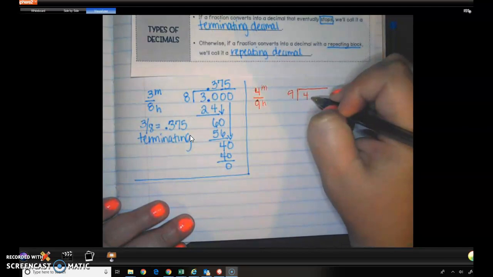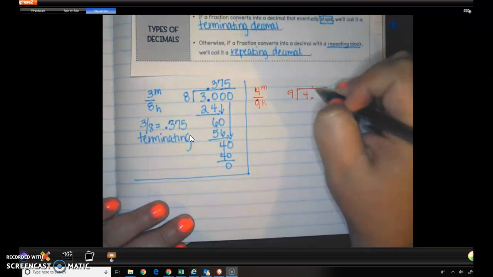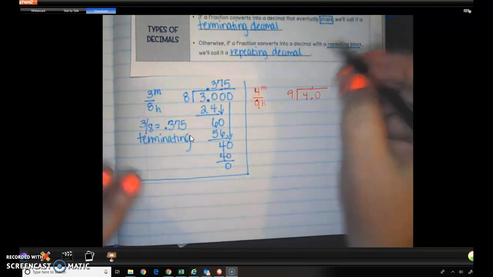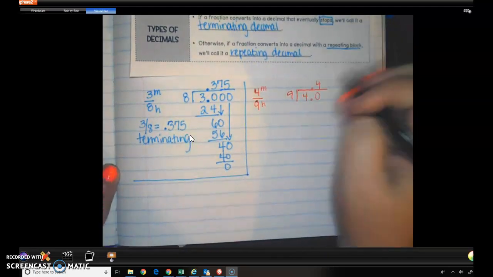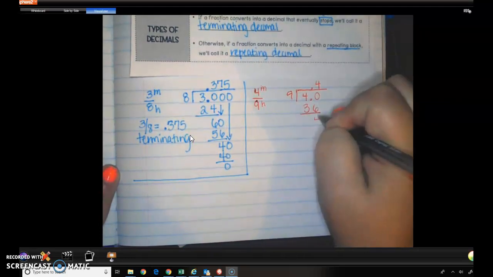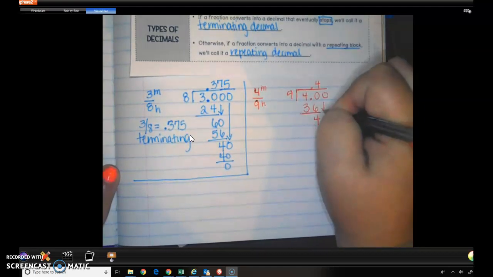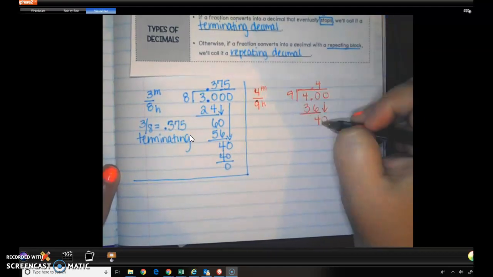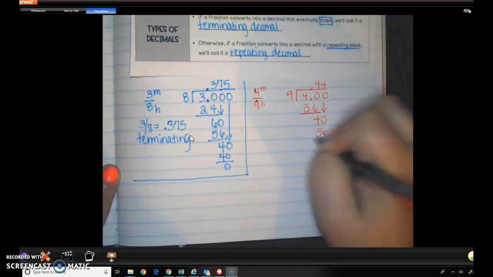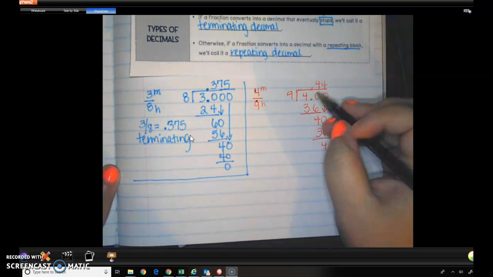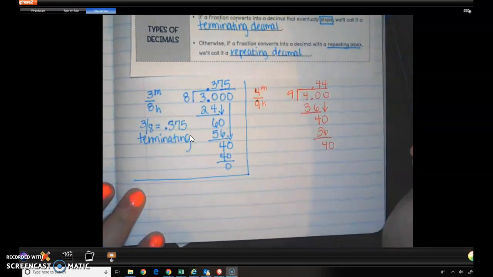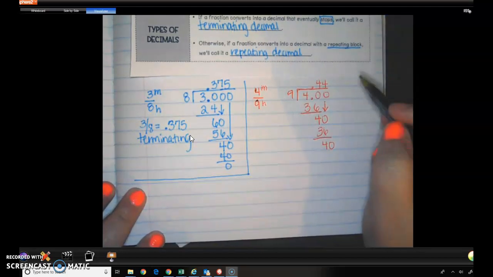9 goes into 4? Can't do it, so I'm adding a decimal and a 0. 9 goes into 40 4 times. 4 times 9 is 36. Subtract. 9 goes into 40 4 times, 36. If I see that I'm going to keep getting this 40 and 36, 40 and 36, 40 and 36, I can stop, because I know that that's just going to keep going on and on.